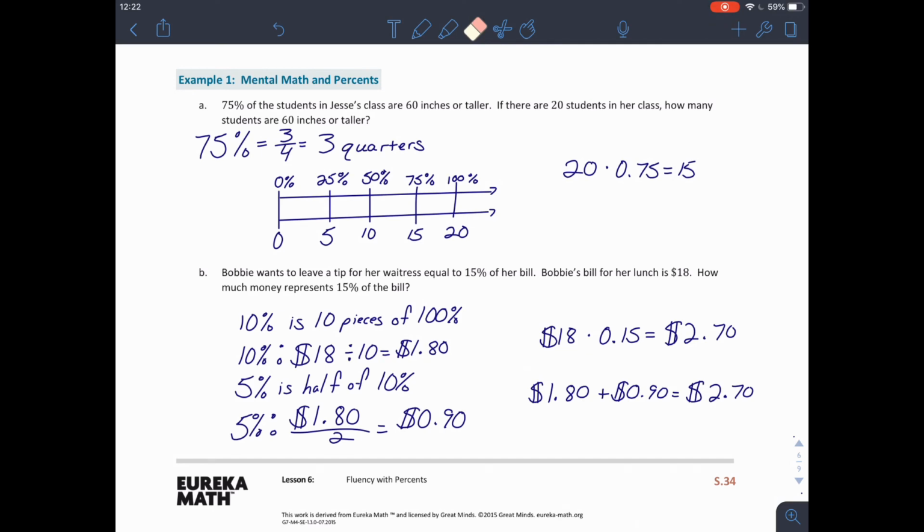What does this make you wonder about using mental math to solve problems with percents? Write your questions down. Then you can look up your answers online or ask a classmate or teacher for help.